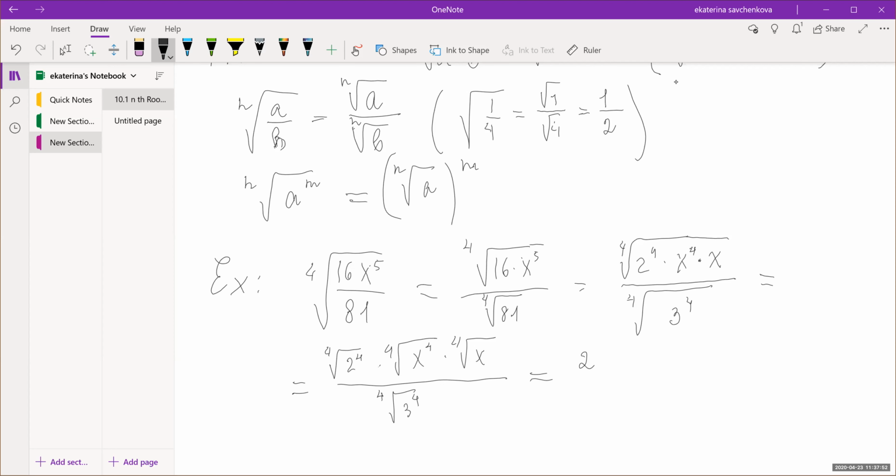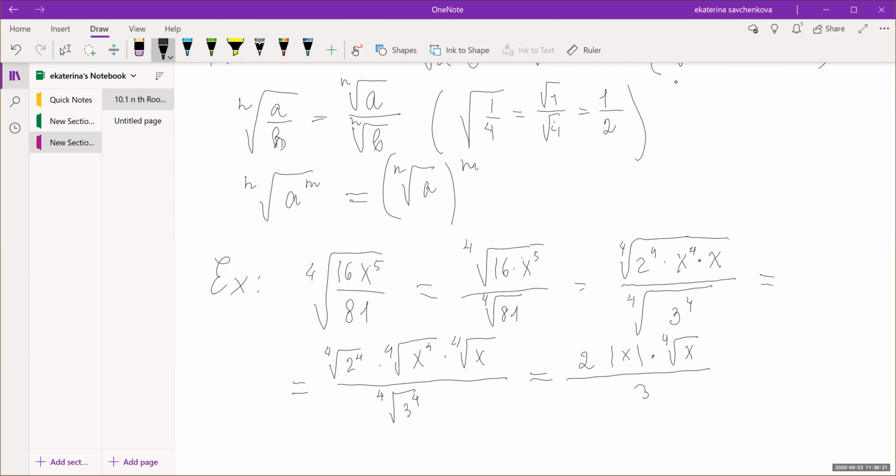Here, we don't know actually what x is going to be because x is a variable. We don't know whether it's positive or negative. So I'm going to put the absolute value of x, because I'm extracting an even root. For this one, I'm just going to keep it. There is nothing I can do about it. And for the denominator, I'm going to cancel 4 and 4 here and get 3. And that's going to be my final answer.